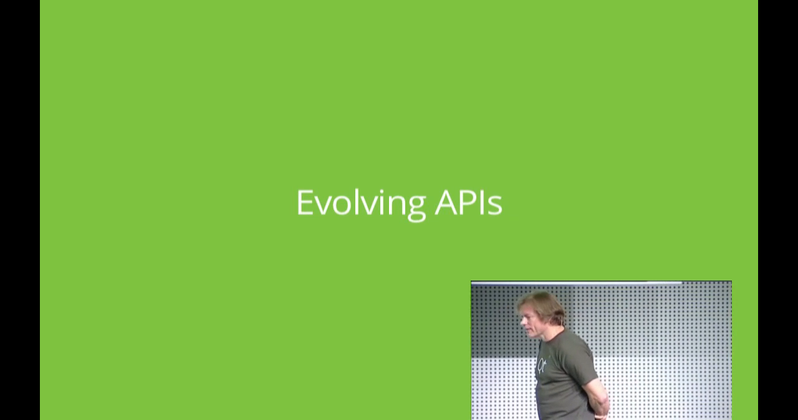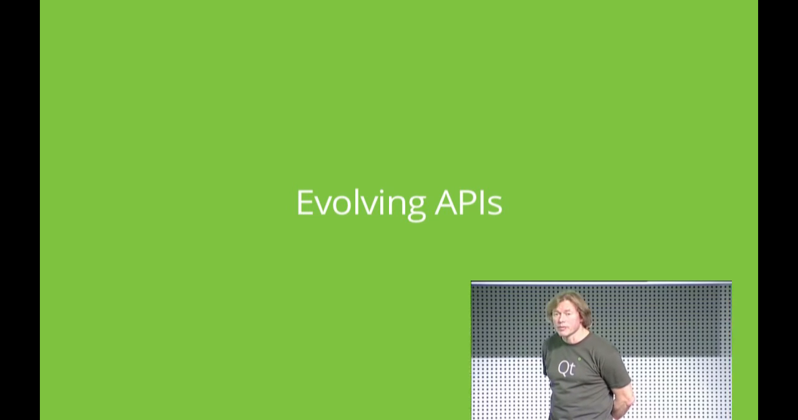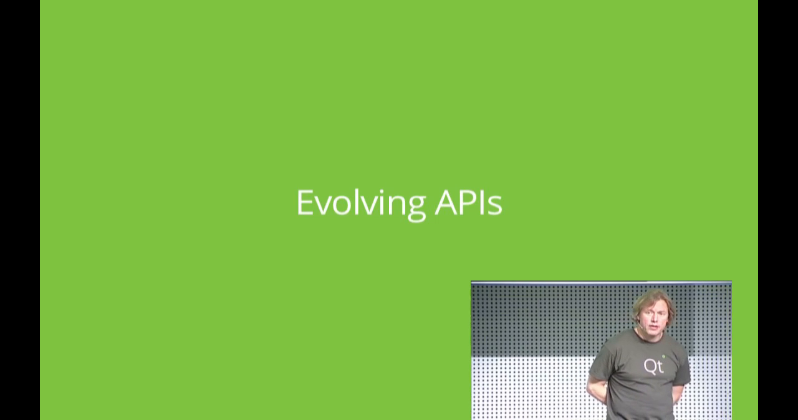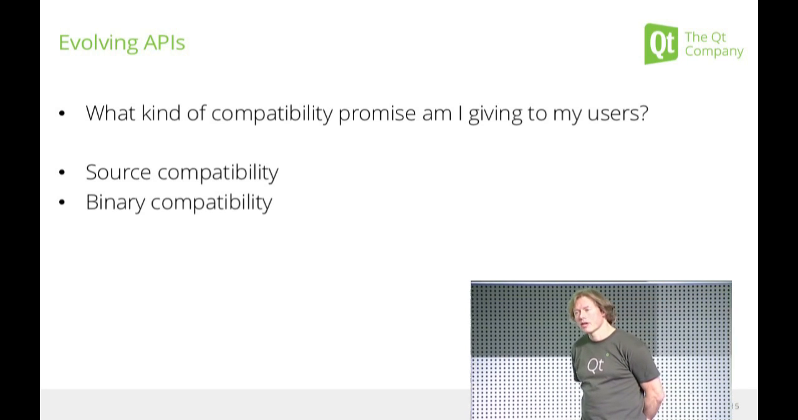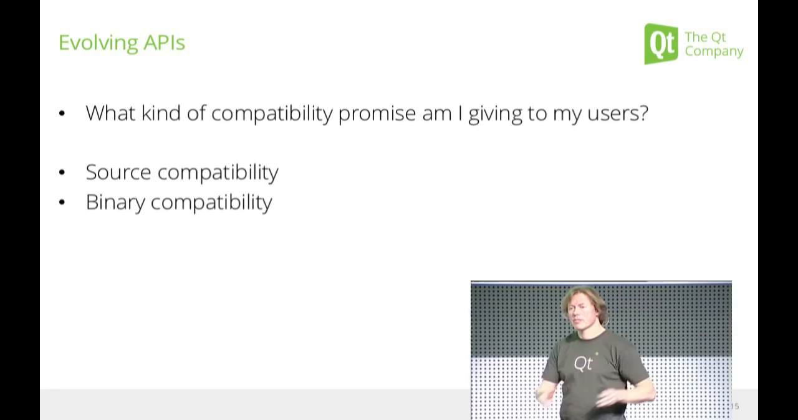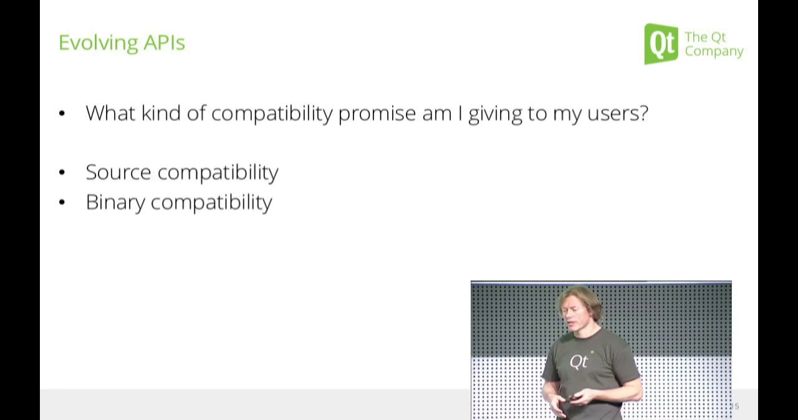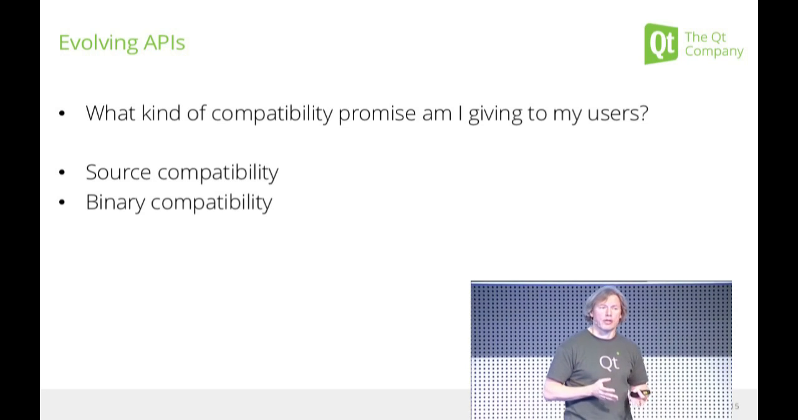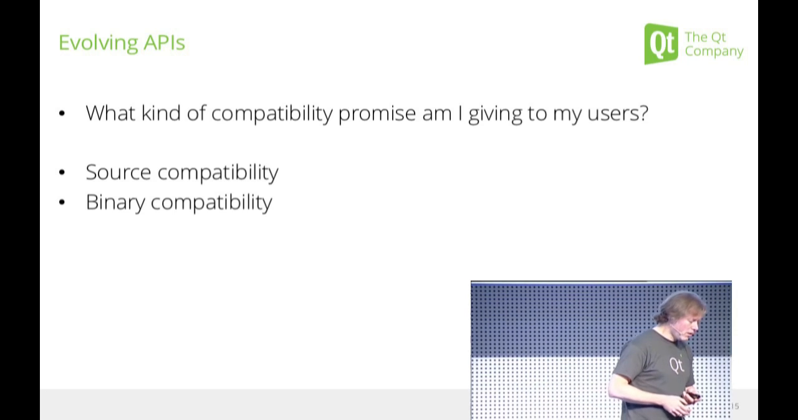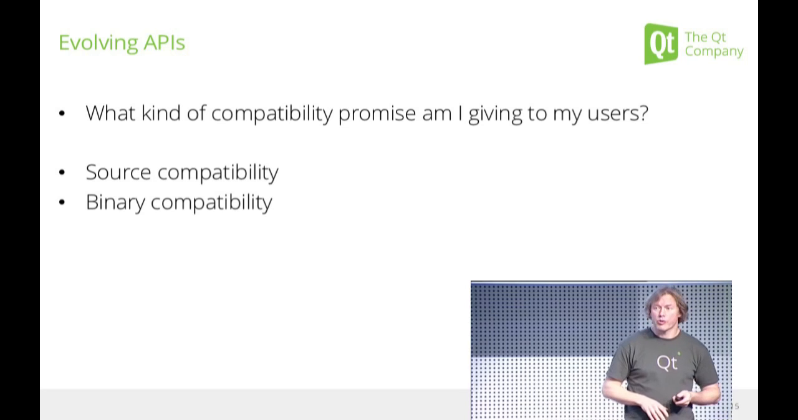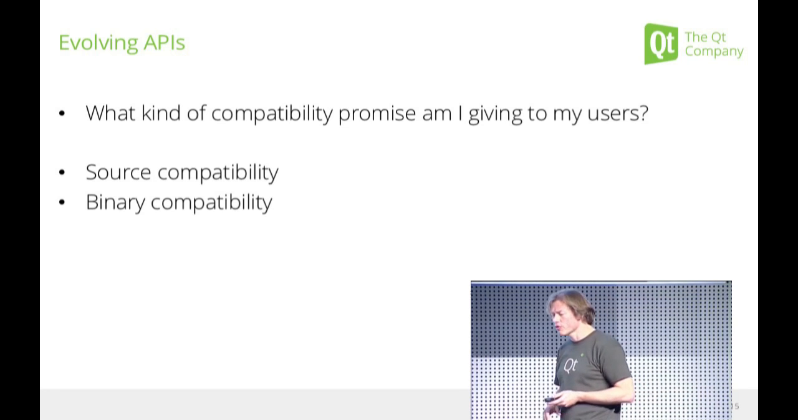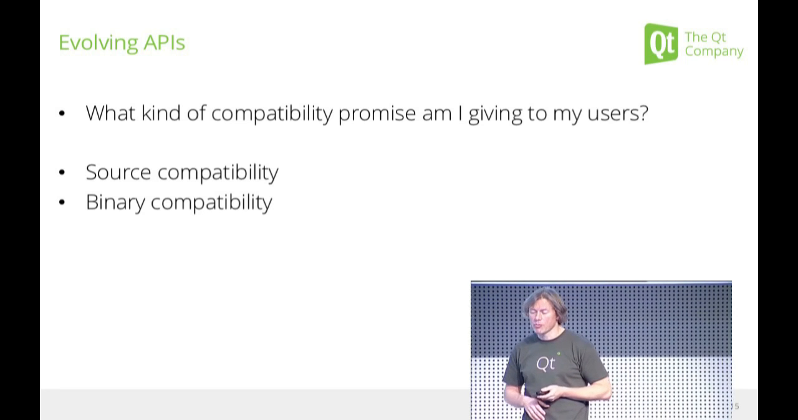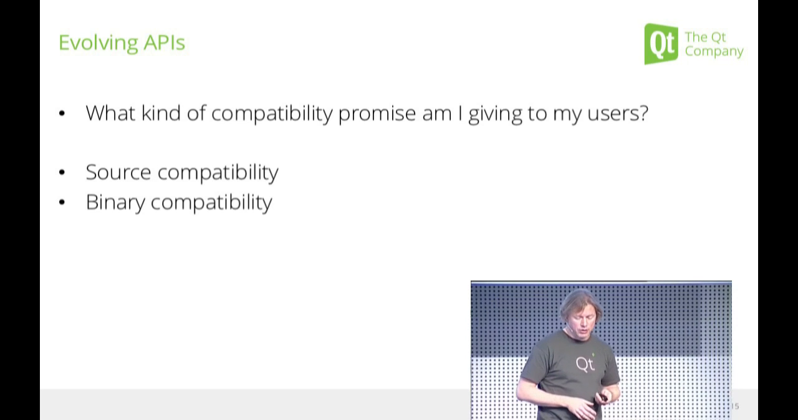One more thing about APIs is evolving them. You did your first version of your API, you released it to your users, and people are happy. But they say, I'm missing this and I'm missing that. Can you help me? Can you add some more things to it? And now the question comes: what kind of compatibility promise are you giving to your users? We, with Qt, that are doing frameworks, usually give a very strong source compatibility promise. We do break that between major releases a little bit, but we try to keep it as compatible as possible. And there's a binary compatibility promise.